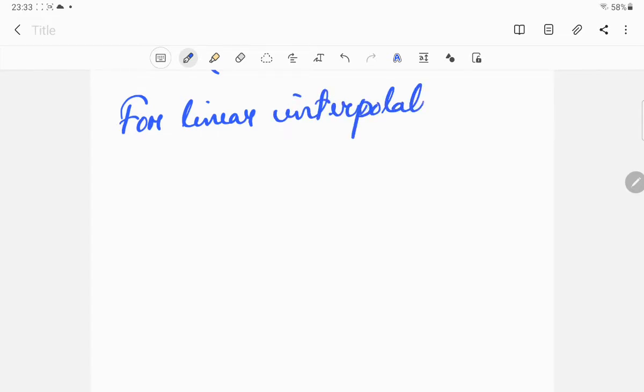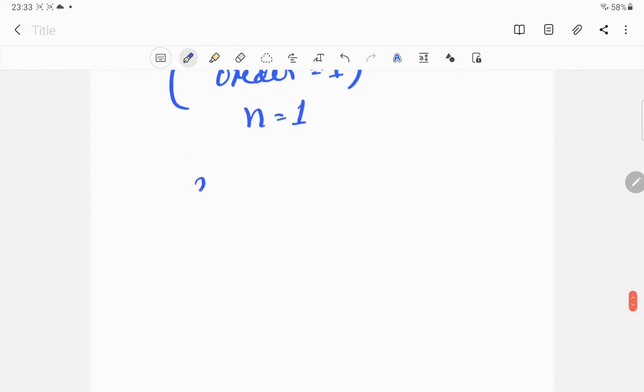So let's do it for linear interpolation. In linear interpolation, the order is 1. That means mathematically, what does it mean? n equal to 1. So how will the table look like?